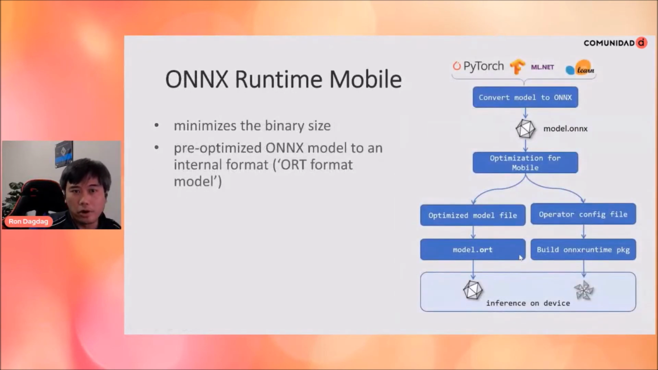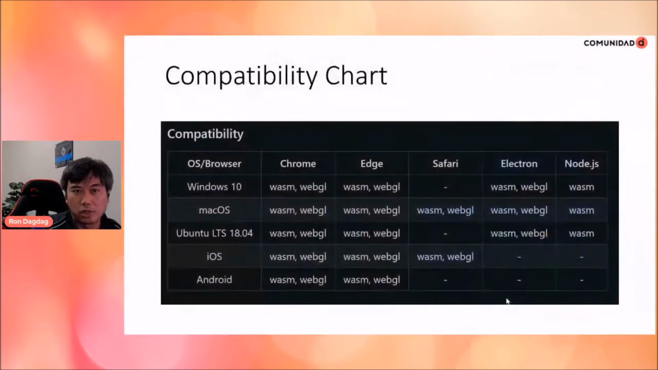And the important part here is that it minimizes the binary size to a pre-optimized ONNX model called ORT format. And that's how you would integrate it to your application. There is a tutorial out there on the docs. If you go to onnxruntime.ai, that would walk you through step by step on how you would do this.